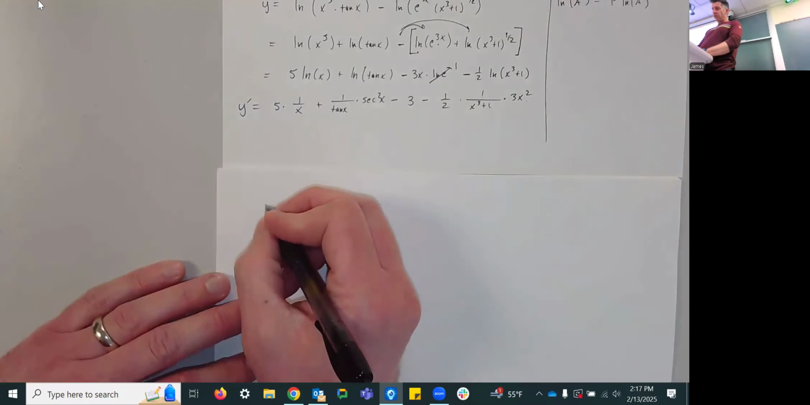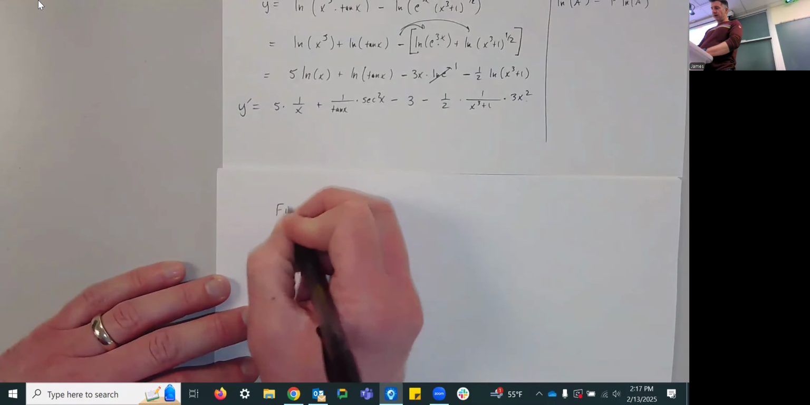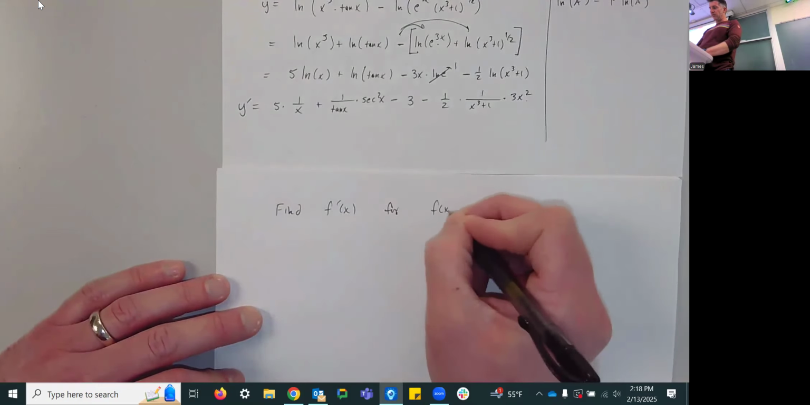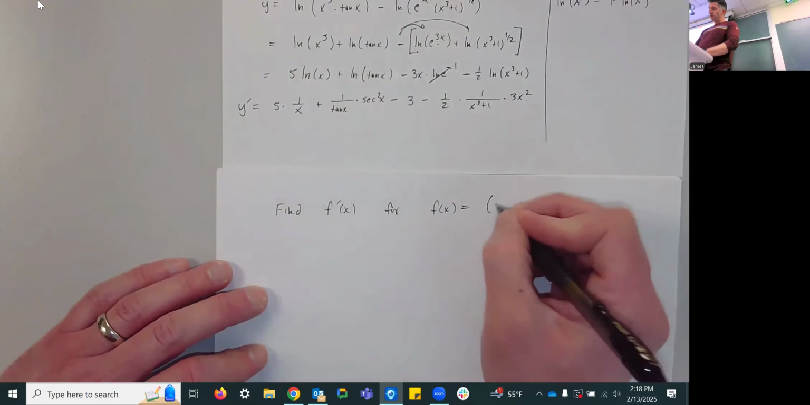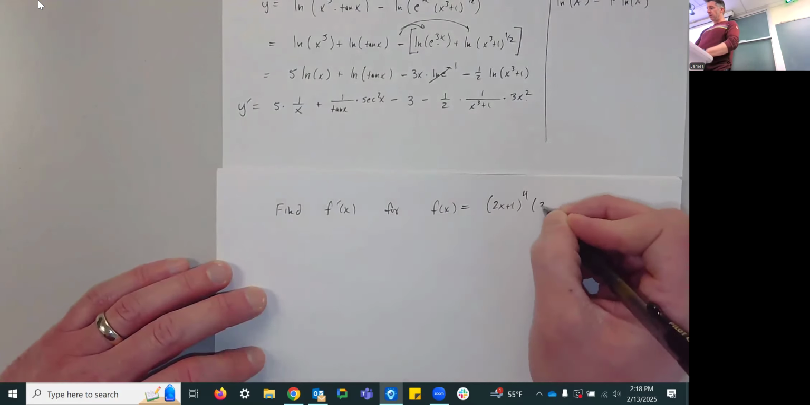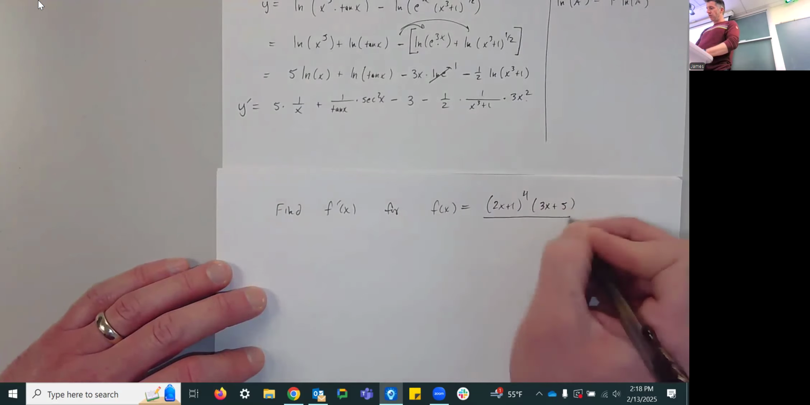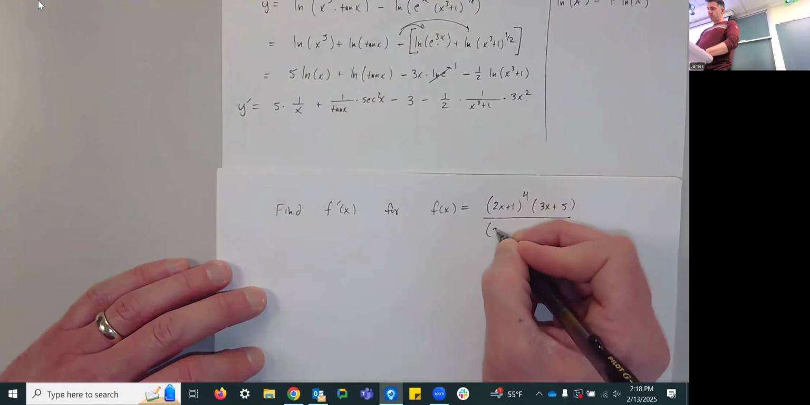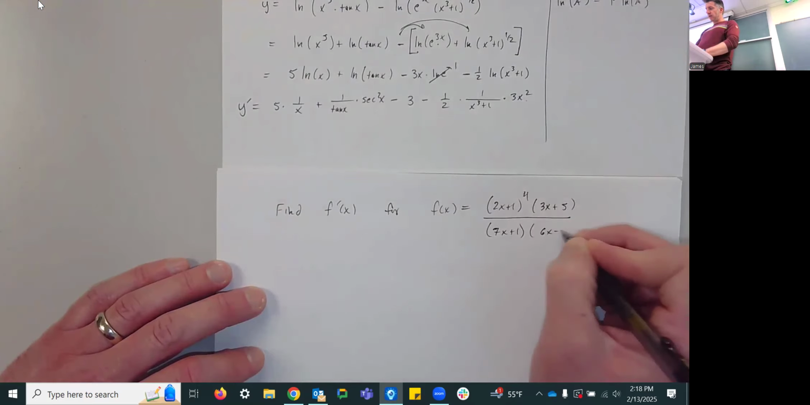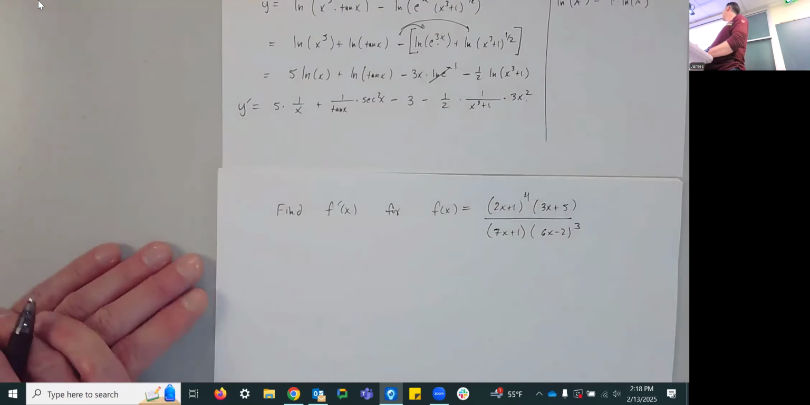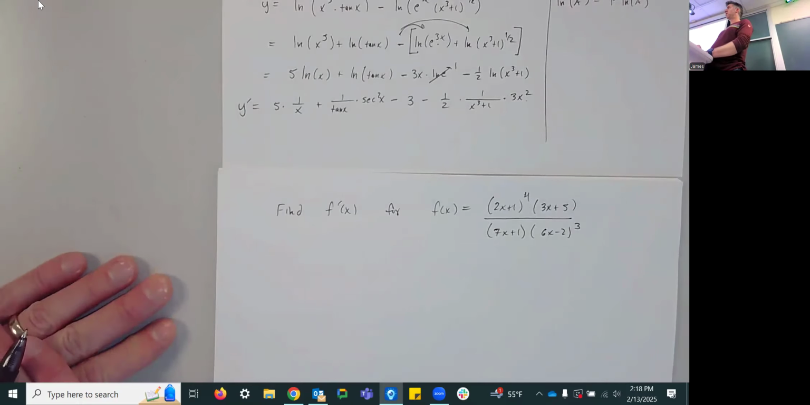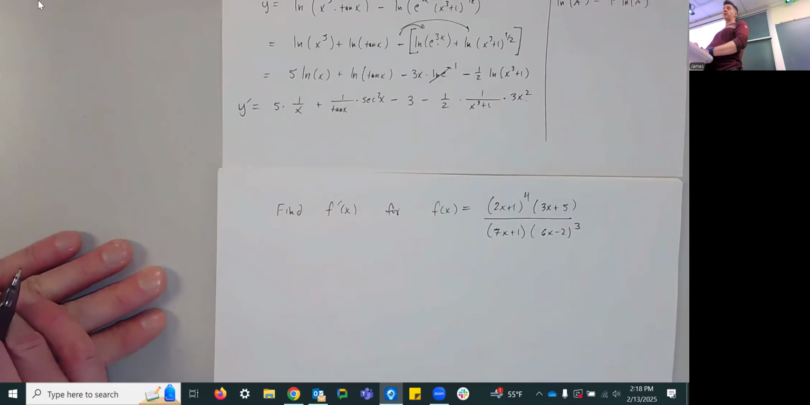What if I gave you the function, something like this, find f prime of x for f of x equal to, let's not make this too awful, 2x plus 1 to the 4th times 3x plus 5 over 7x plus 1 times 6x minus 2 to the 3rd. Really don't want to do that. It's really terrible. I mean, okay, it's like not the worst thing ever, but it's not the best.